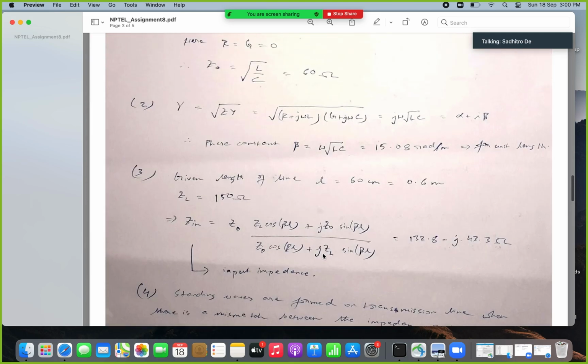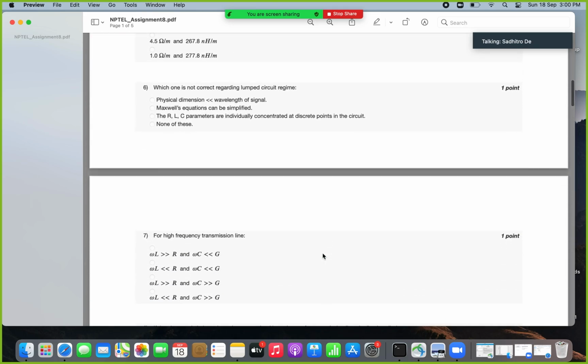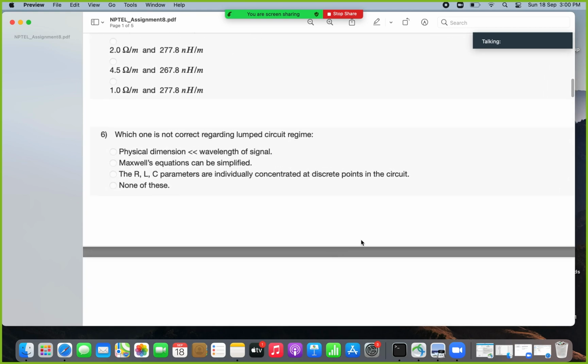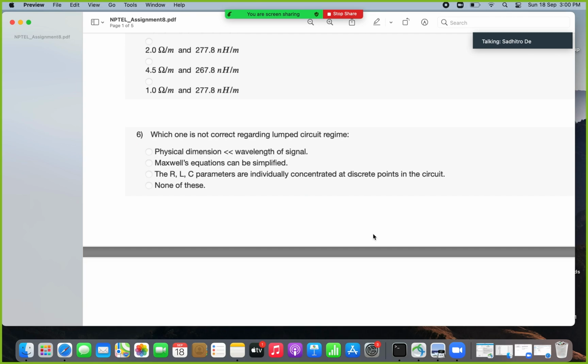Okay. So what is the next question? Which one is not correct regarding lumped circuit regime? So which of these statements are incorrect? Which of these three statements, in fact?